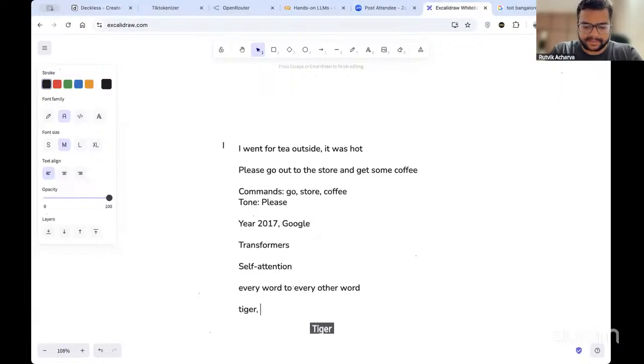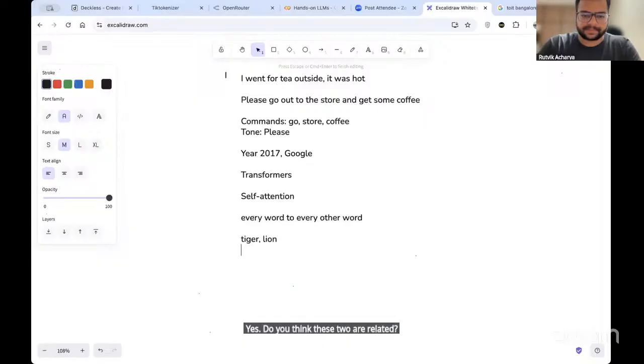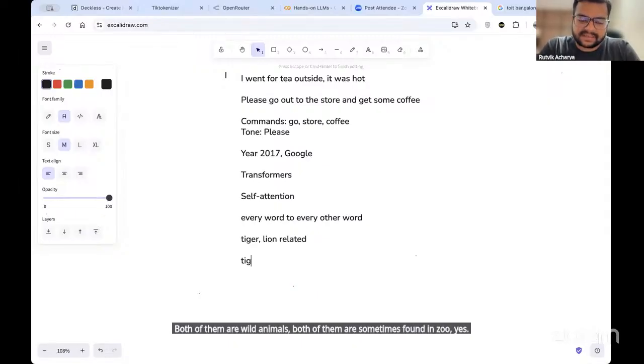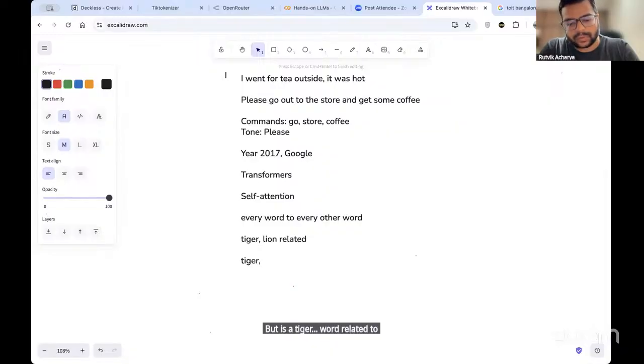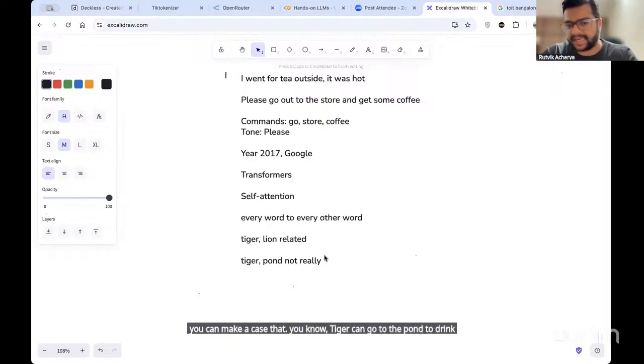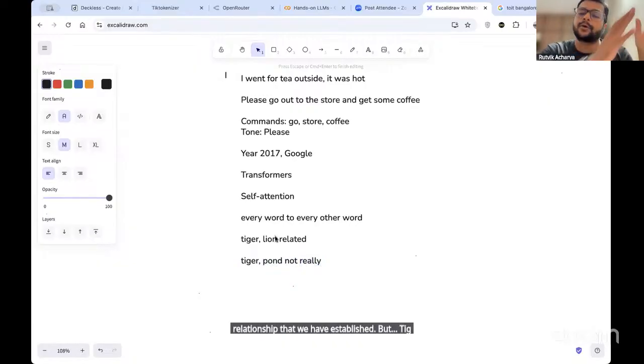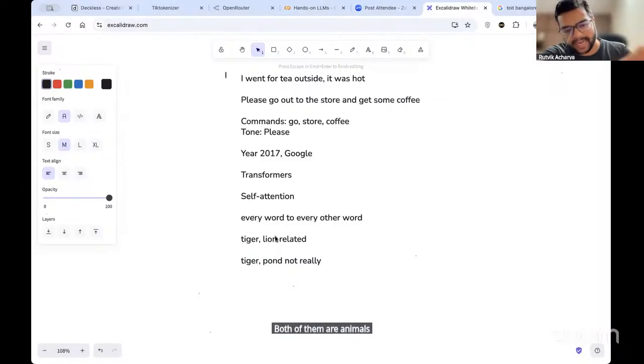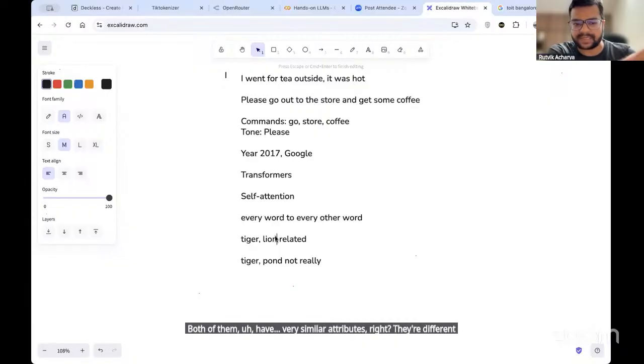Tiger and lion. Do you think these two are related in some form? Both of them are wild animals. Both of them are sometimes found in a zoo. But is the word tiger related to, say, a pond? The answer is not really. You can make a case that a tiger can go to the pond to drink water. That is a legitimate relationship that we have established. But tiger and lion are closely related. Both of them are animals, both of them are wild animals, and both of them have very similar attributes. They're different in some ways, but they are closely related.